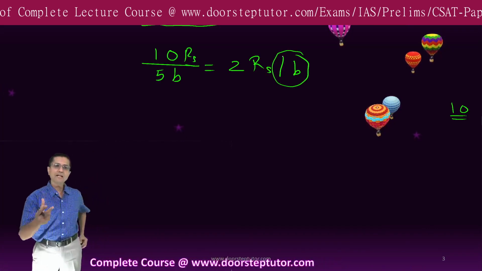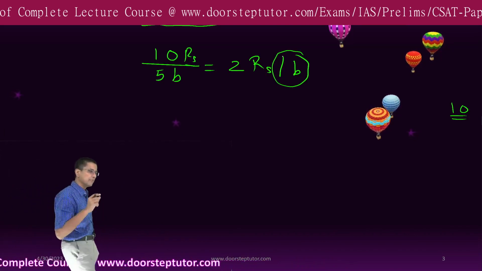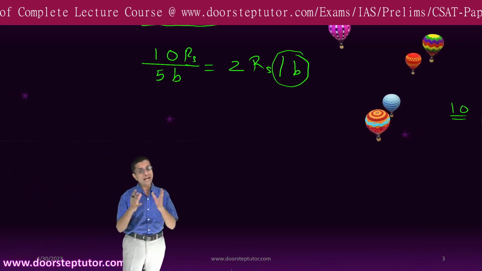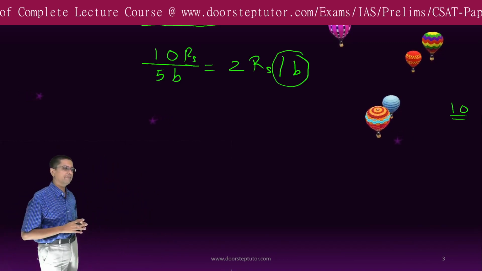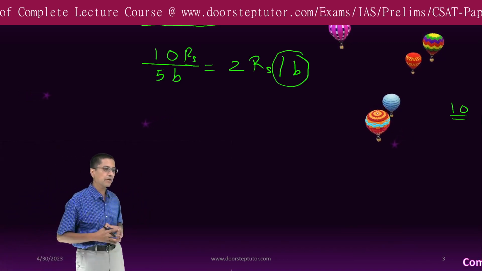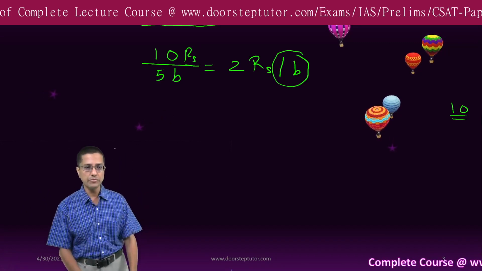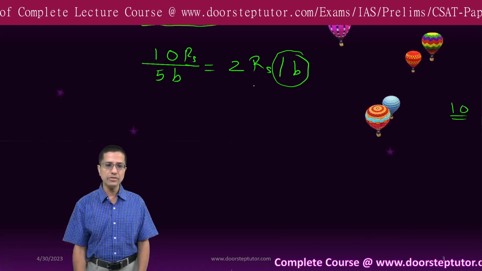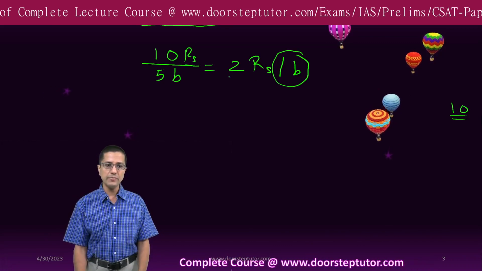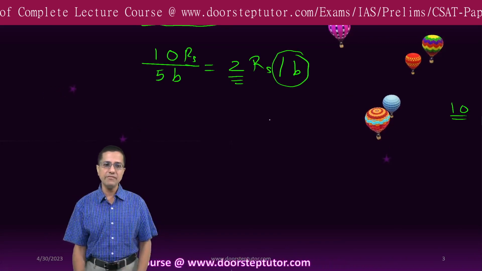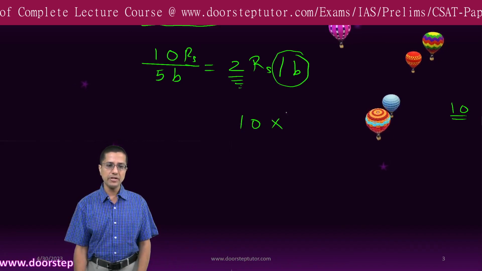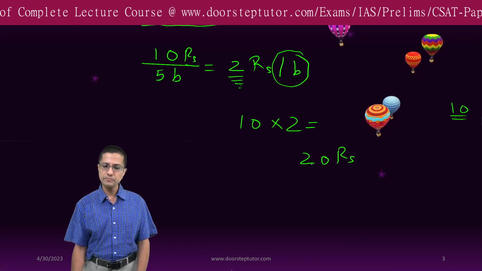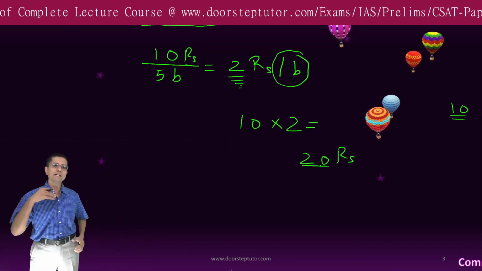Whenever we are calculating a per unit value, we are dealing with the unitary method. Once we have the per unit value, I am empowered to find the cost for 10 balloons, 20 balloons. For these 5 balloons, the cost was 10 rupees, which is 2 rupees per balloon. So if I ask you what would be the cost for 10 balloons, you would say 10 into the per unit cost, which is 2. So for 10 balloons the cost would be 20 rupees. That is how we deal with the unitary method.